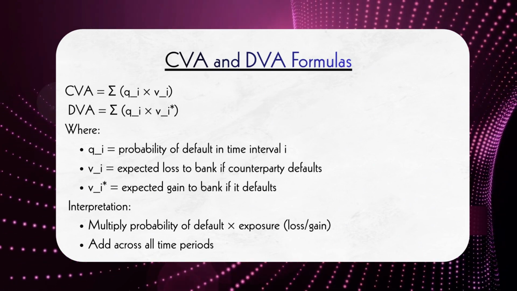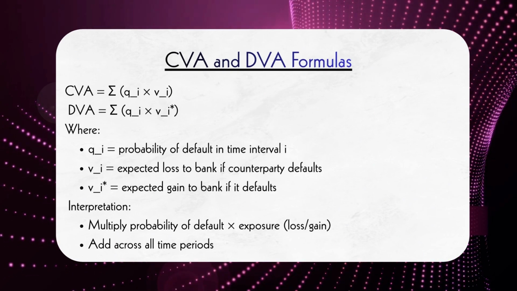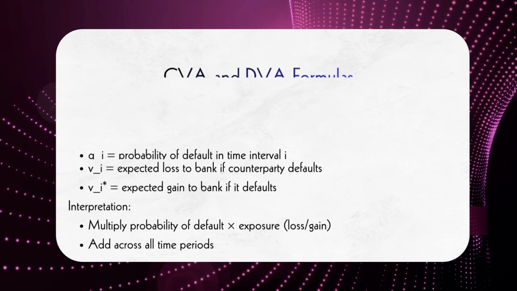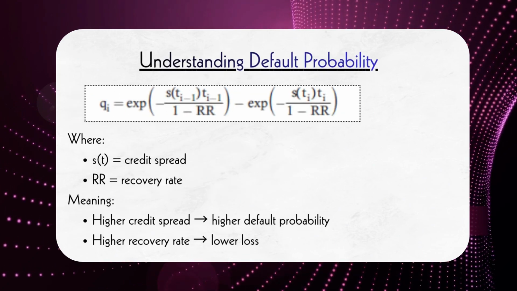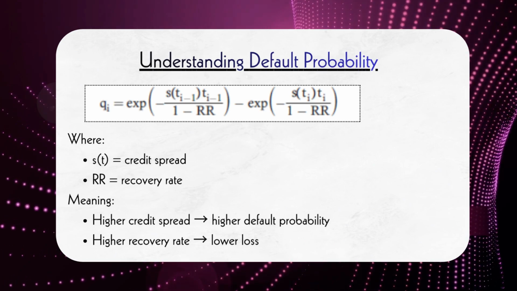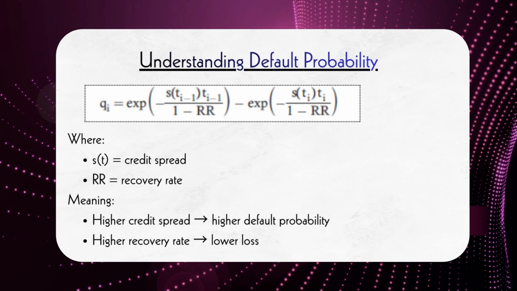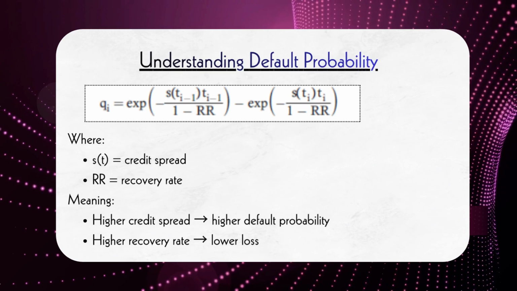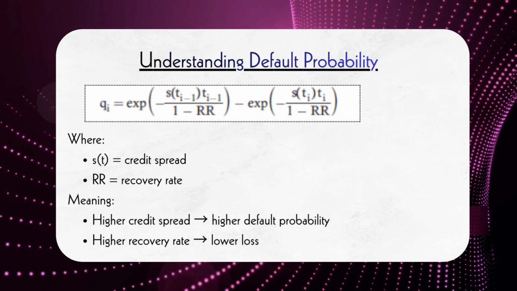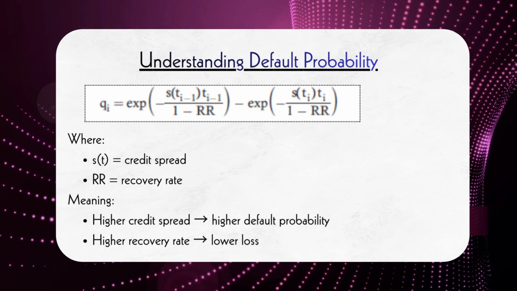So essentially, we are multiplying probability of default with the exposure at that time, and then summing across all time periods. Now, an important question is, how do we calculate the default probability Q_i? It depends on the credit spread of the counterparty and the recovery rate. Here, S(T) is the credit spread, and R is the recovery rate. The intuition is simple. Higher credit spread means higher risk of default. Higher recovery rate means lower loss.